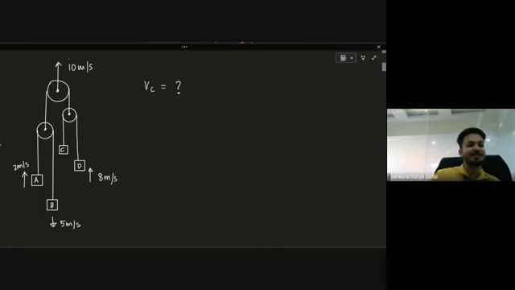Okay, so let me repeat the question one more time. A pulley is connected to two pulleys. Those two pulleys, each of them are connected to two blocks A, B, C, D. A is going up 2 meter per second, B is coming down 5 meter per second, D is going up 8 meters per second. Find out what is the velocity of C. And all of these velocities are given in the reference frame of the ground.